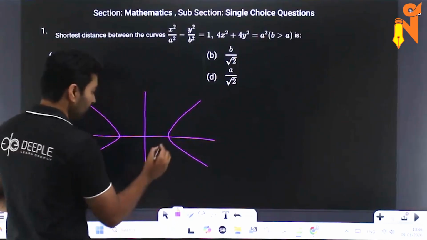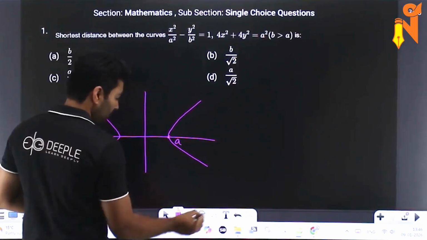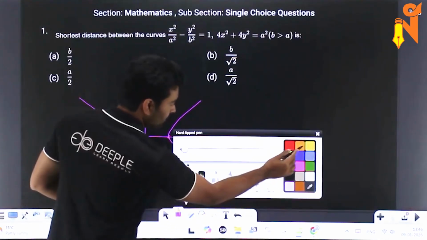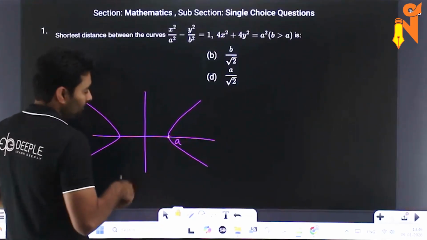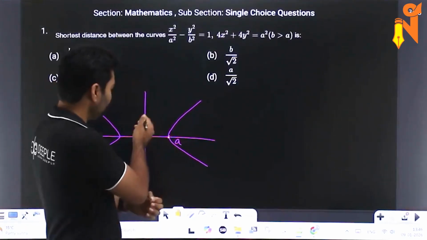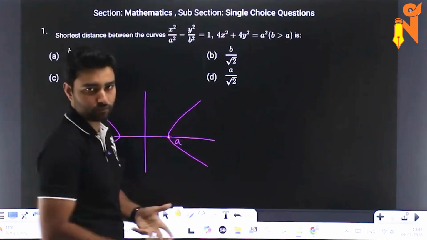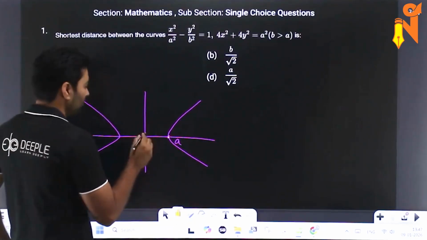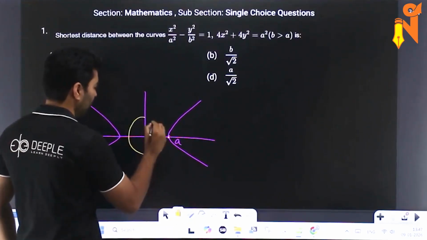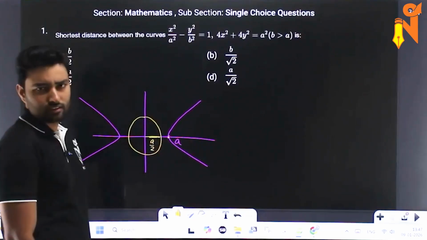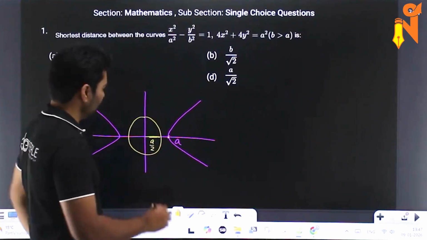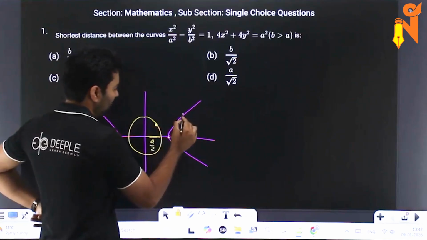So this is a, obviously this one is a. We know that this is a for the hyperbola, and this is b here. We can't draw b obviously, I mean we can write it here but there is no point on the graph. Now this is a circle of radius a by 2, this one is a by 2. So let's pick 2 points, point a here, point b here.